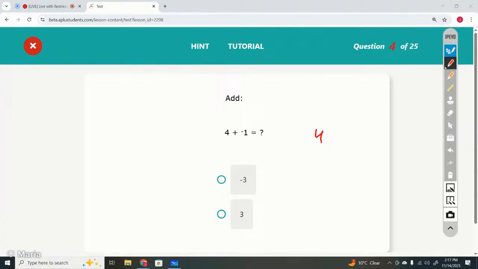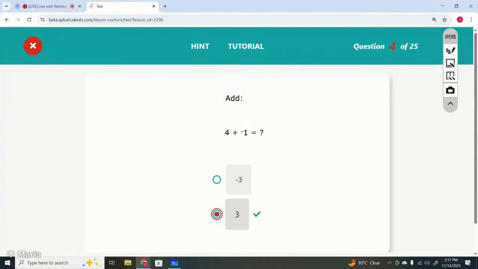Adding a negative number is same as subtracting. So that is 4 minus 1. 4 minus 1 is 3. The correct option is 3. Option number 2 is the correct option.